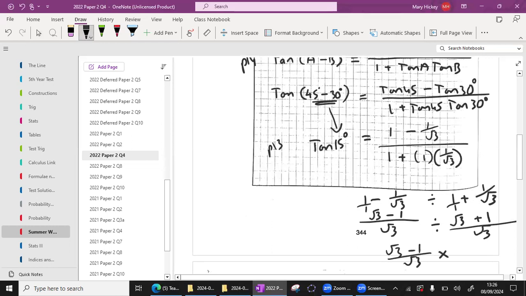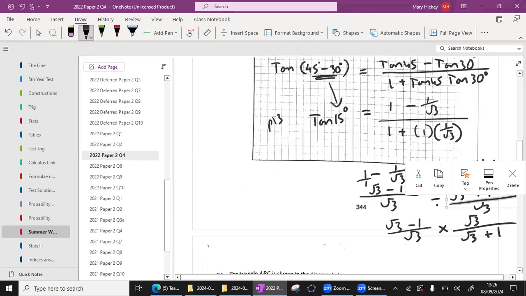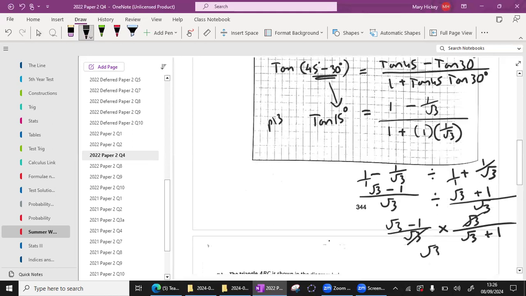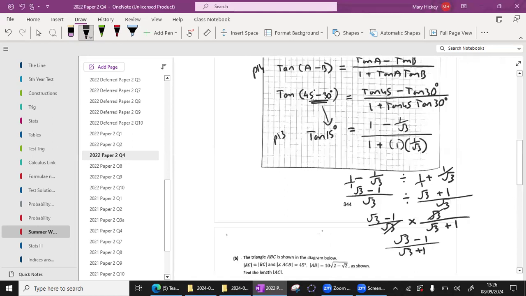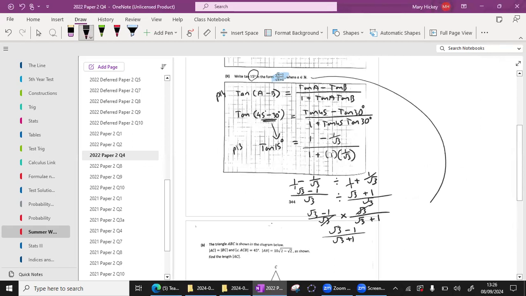So I have root 3 minus 1 over root 3, divided by root 3 plus 1 over root 3. I change division to multiply and invert what follows. That's just the rule of fractions you've done since primary school. When dividing fractions, you change to multiply and invert what follows. So I end up with root 3 minus 1 over root 3 plus 1. And is that what we're asked for in the question? Yes, it is. So I've presented it in the correct format.